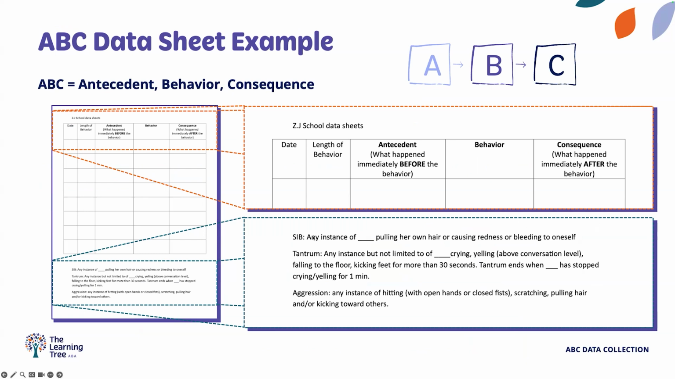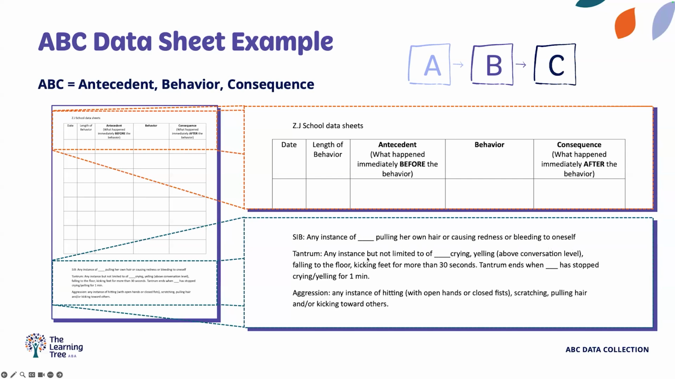And as you can tell, on the bottom of the data sheet there are examples of the definitions. So SIB usually means self-injurious behavior. And that definition was any instance of them pulling their own hair or causing redness or bleeding to oneself.